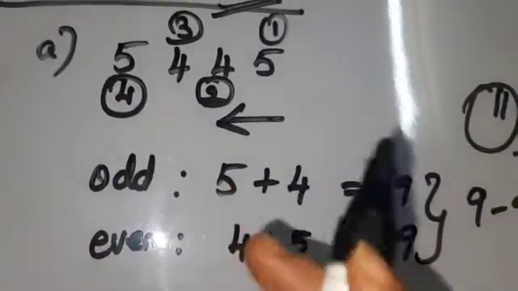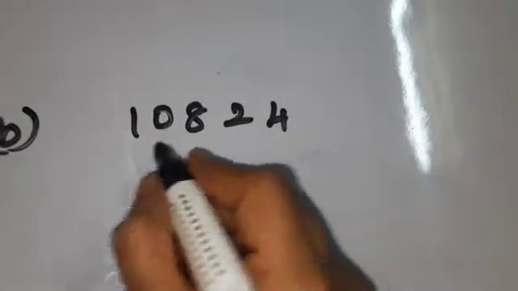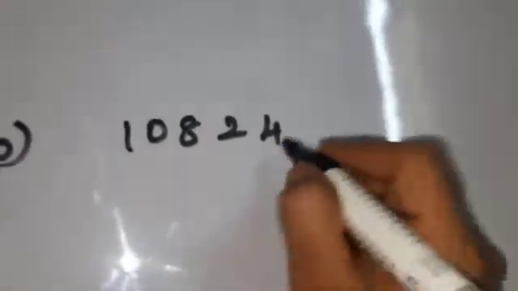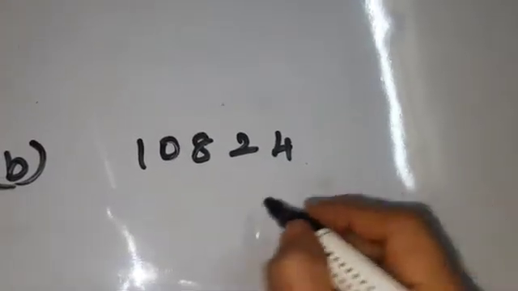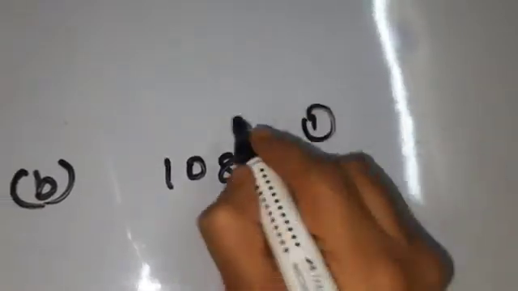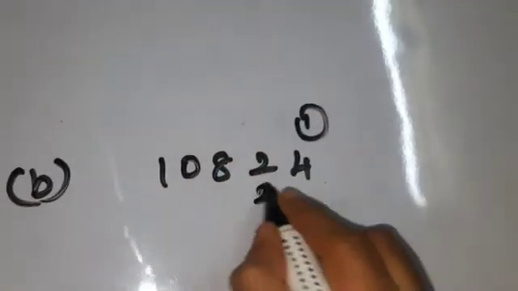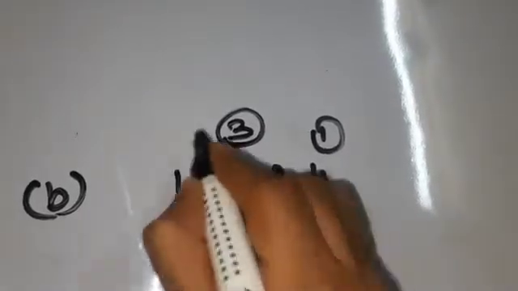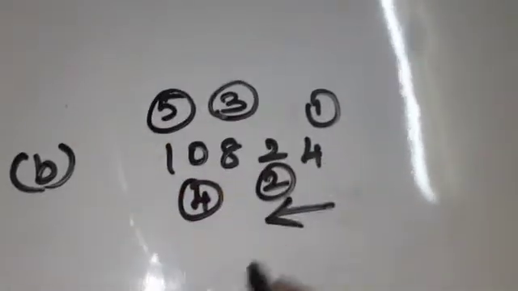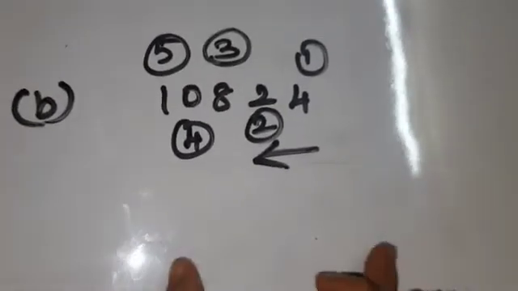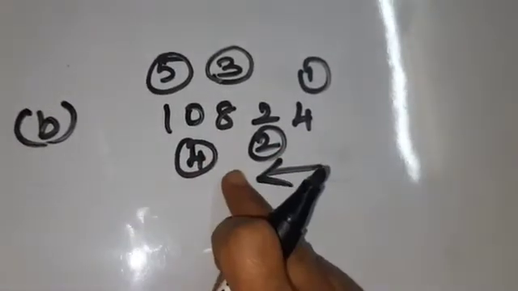Now let's solve the second problem. Second problem, 10,824. From where do we have to start marking the odd digits, students? From the right side of the number. So 1, 2, 3, 4, 5. Now the second step is, we are going to sum the odd digits and even digits.